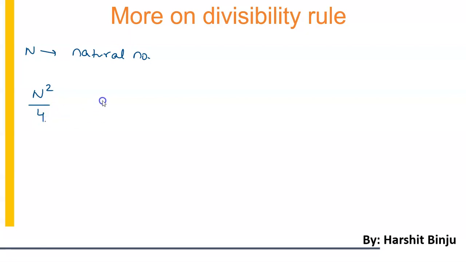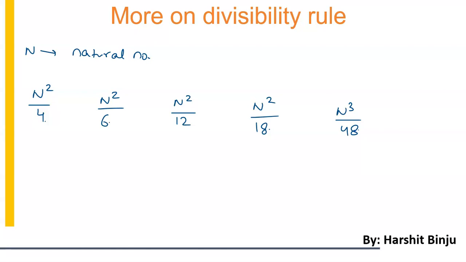Or for example, n square is divisible by 6, find the smallest possible value of n. Or for example, n square is divisible by 12, find the smallest possible value of n. n square divisible by 18, find the smallest possible value of n. n cube divisible by 48, find the smallest possible value of n. So how do you figure that out?